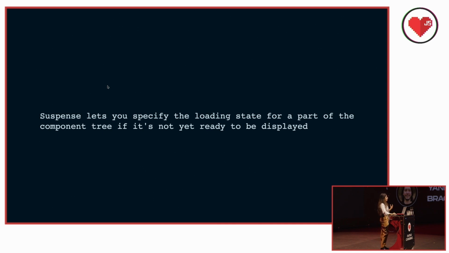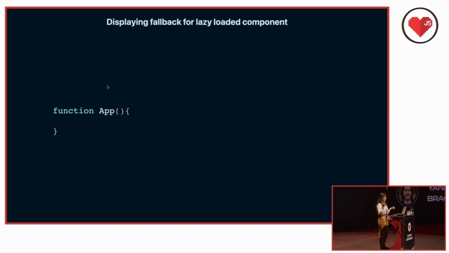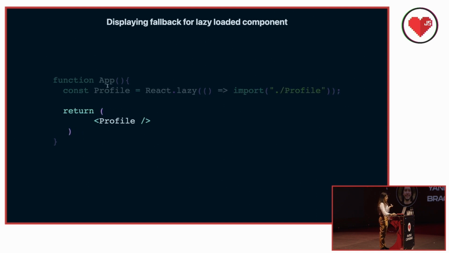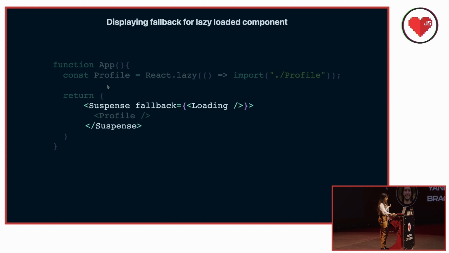There are two use cases for Suspense. One, we use Suspense for displaying the fallback for a lazy loaded component. Like if I have a component Profile, which I'm lazy loading, I can wrap it inside Suspense and show the loading state by specifying the fallback inside the Suspense.